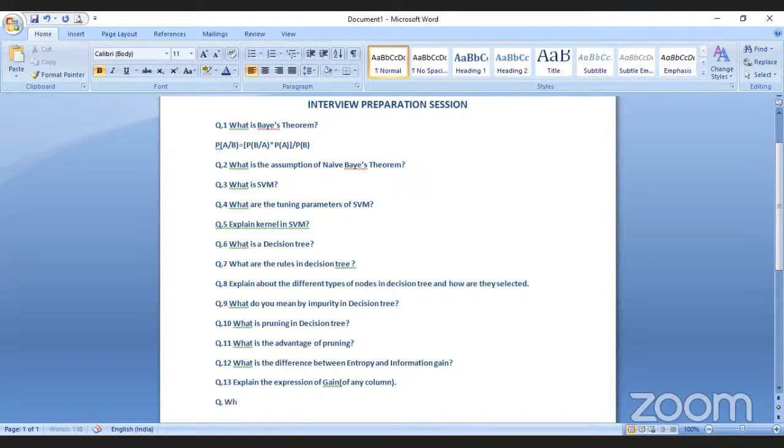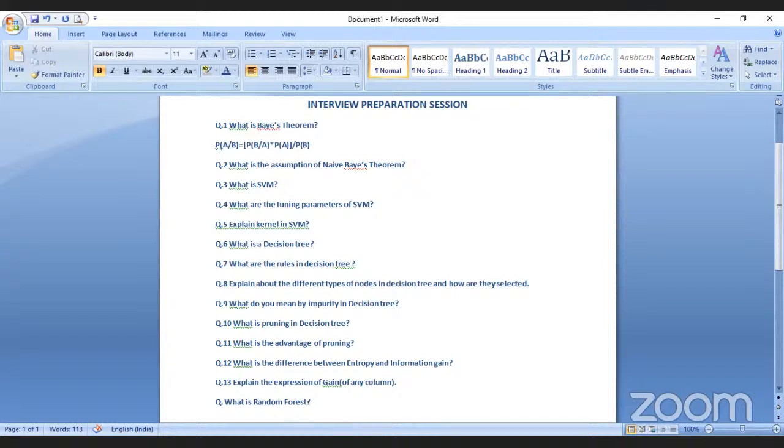Then we have random forest. So what is random forest? Random forest is an ensemble classifier. Random forest is an ensemble technique where we do the classification. So it's an ensemble classifier.